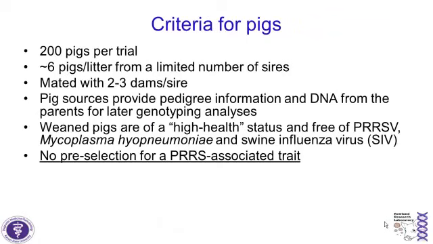Pigs. We start with 200 pigs in each one of these trials. The only thing that I want to say is that we pick a population of pigs in which we can anticipate lots of genetic variation. The most important aspect to this is that there's no pre-selection for any PRRS-associated response. In other words, these are just production pigs in which we have a large variation in genetics within the population.